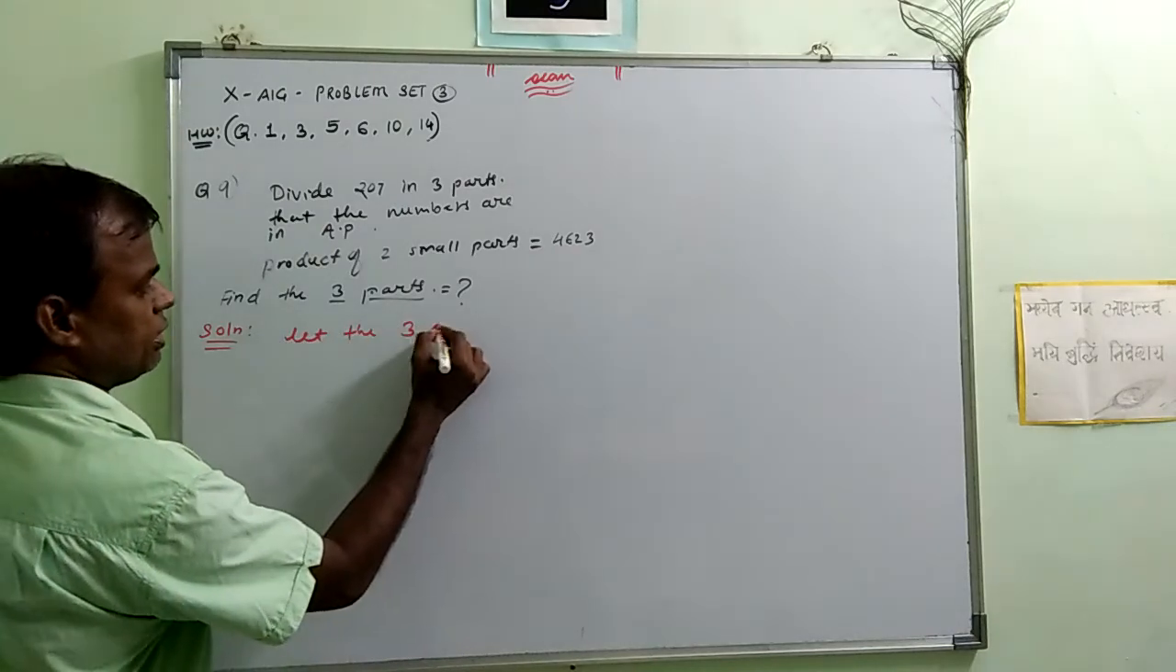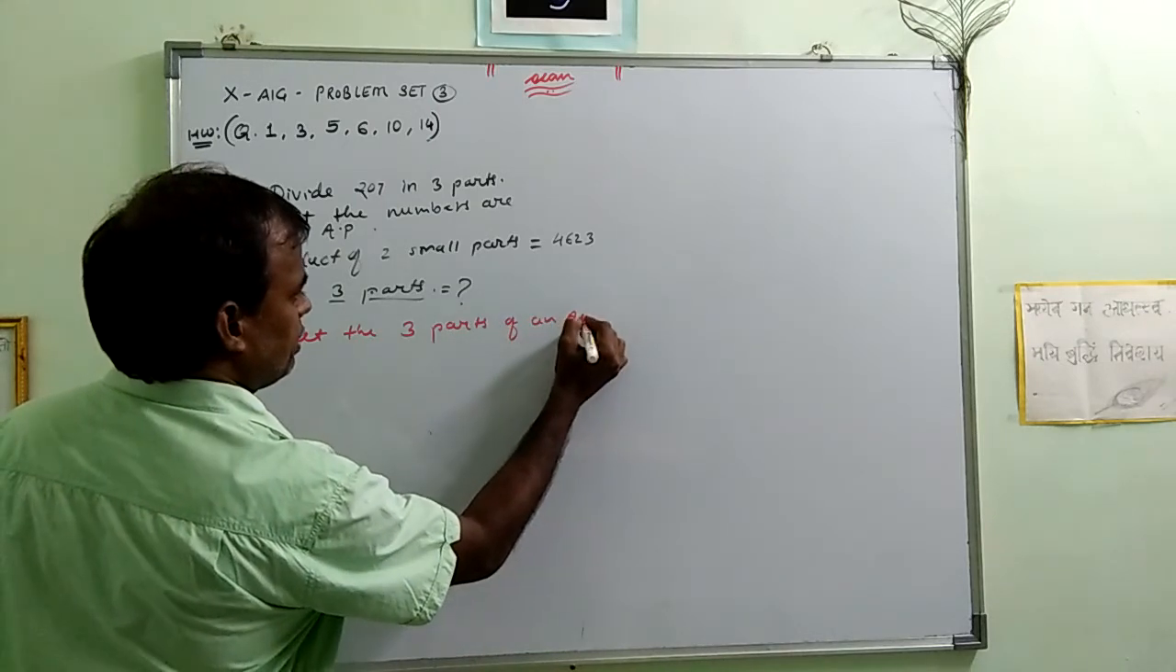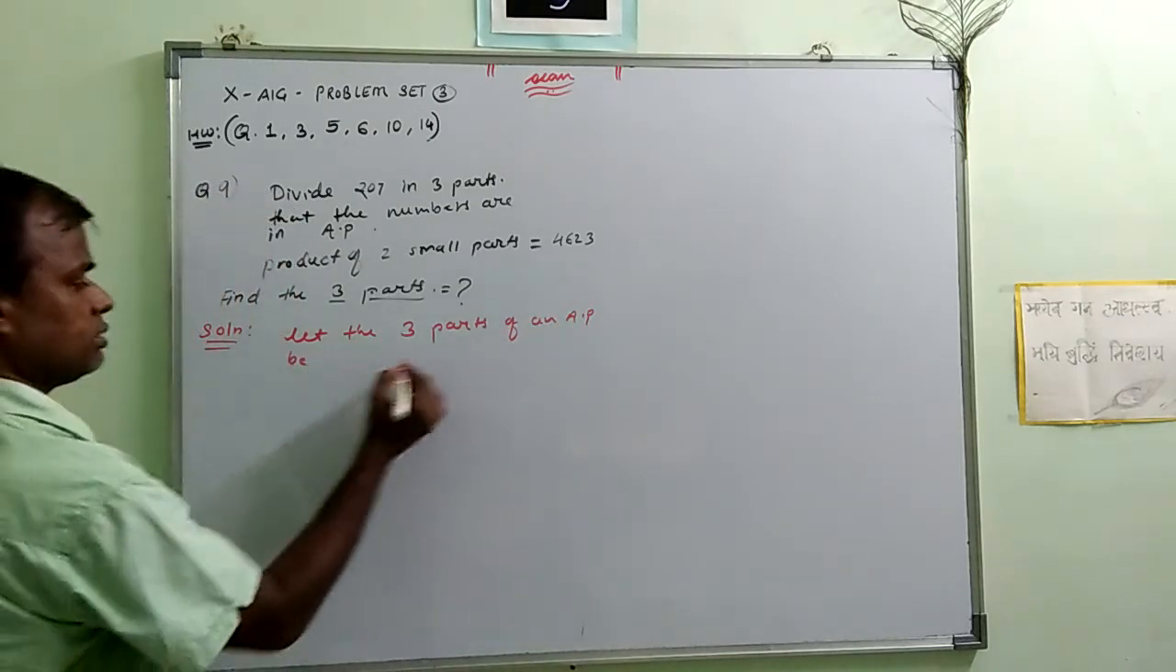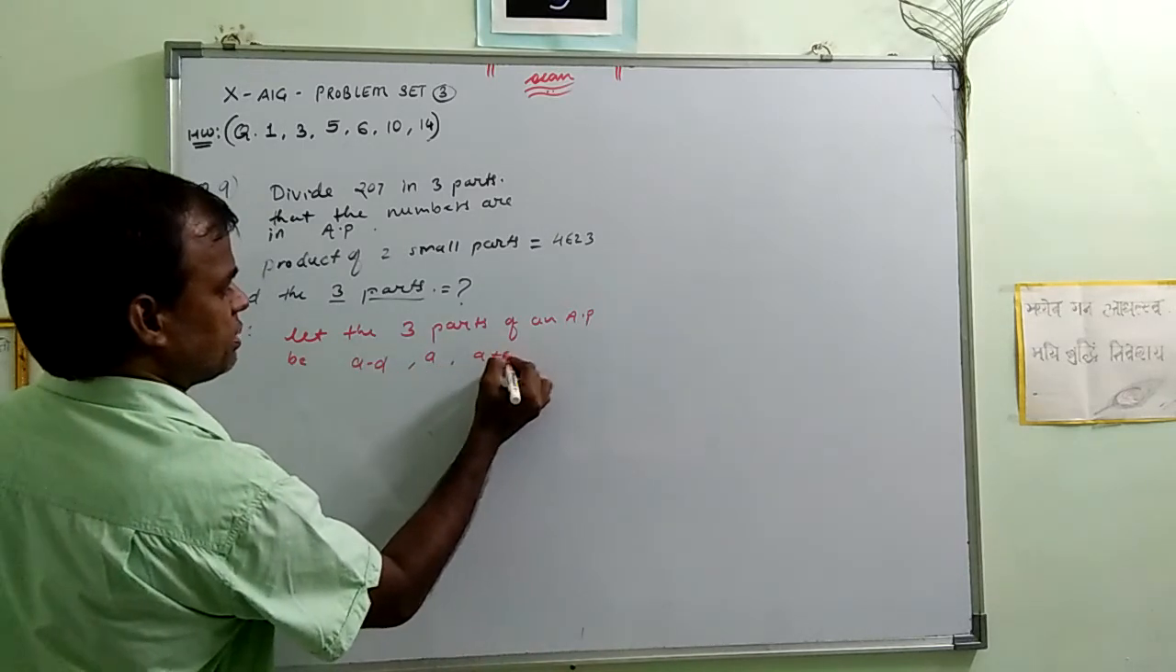Let the 3 parts of an AP be A minus D, A, A plus D.